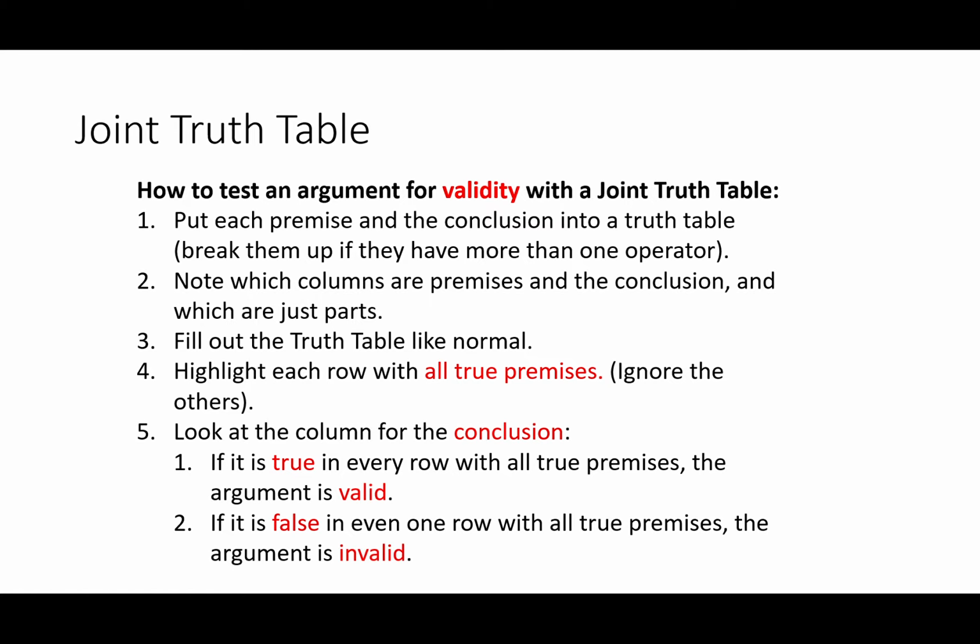It only takes one false, in a row where the premises are all true, for the argument to be invalid. This is a counterexample. We've found those with arguments in English plenty of times, and now we're doing it with a truth table in symbolic logic.